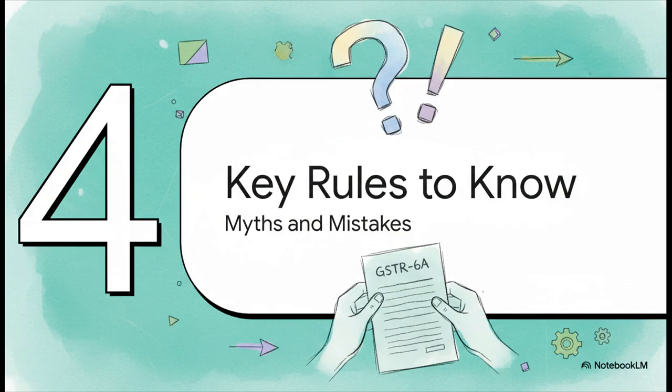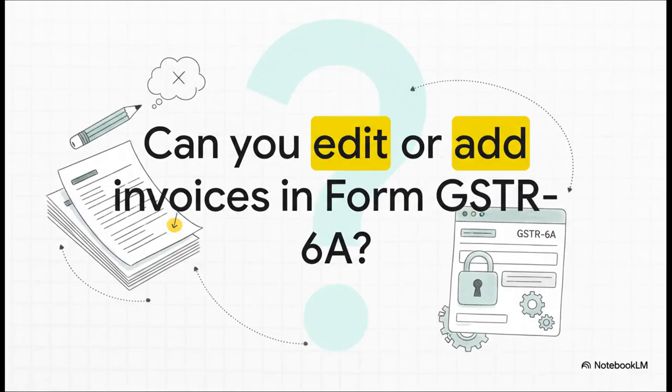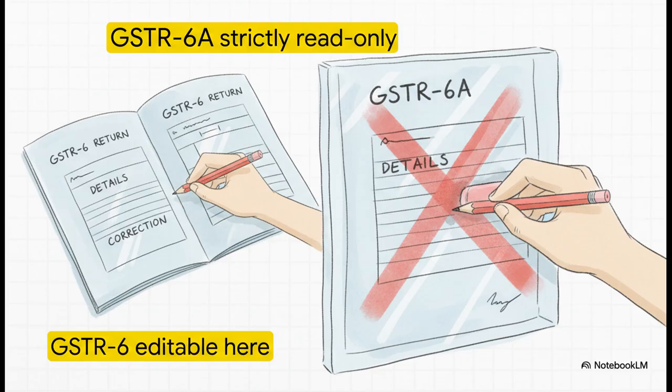All right, time for a rapid-fire round. Let's bust some of the biggest myths and common mistakes people make with Form GSTR-6A. These are the rules you absolutely have to know. This is the #1 question we get asked. You're looking at your GSTR-6A. You spot a typo or a wrong amount from a supplier. Can you just hop in there and fix it yourself? And the answer is a big, flashing no. It is strictly read-only. Remember our blueprint analogy? You don't take a pencil and start changing the architect's plans. Use the plans to build. Any and all of your actions, corrections, additions, you name it, they have to happen in your main GSTR-6 return.